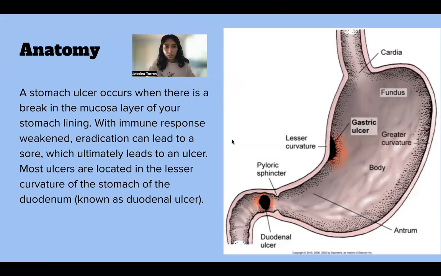Anatomy. A stomach ulcer occurs when there is a break in the mucosal layer of your stomach lining. With immune response weakened, eradication can lead to a sore, which ultimately leads to an ulcer. Most ulcers are located in the lesser curvature of the stomach of the duodenum, known as the duodenal ulcer. The duodenal is just before the beginning of your small intestine. As you see, the ulcers are always attached to the lining of the stomach, not the cavity, just the lining.